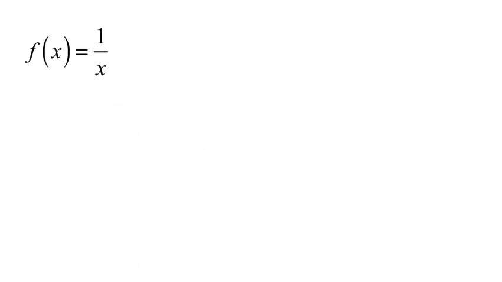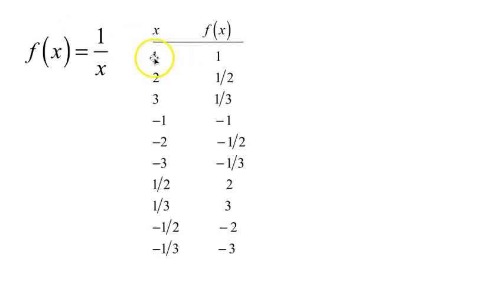Let's examine the function f of x equals 1 over x. Our goal is to graph it, so let's create a table of values. If x is 1, f of x is 1 over 1 or 1. If x is 2, 1 over 2 is a half. If x is 3, 1 over 3 is a third.